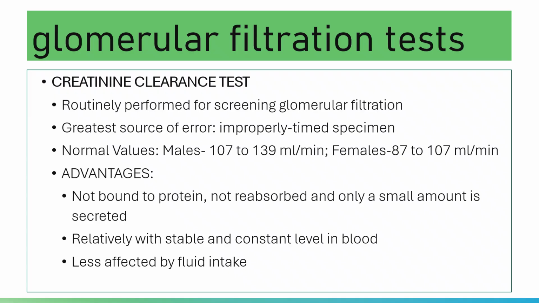Okay, it is 107 to 139 ml per minute for males, while for females, it is 87 to 107 ml per minute. Please note the normal values are somewhat different for males and females, because creatinine is a waste product of muscle metabolism. And yes, males have a greater muscle mass compared with females. So you have here the advantages.